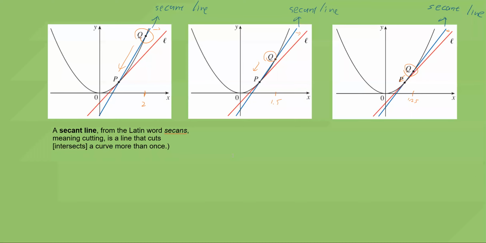All right, and just an interesting fact. A secant line, from the Latin word secans, I don't know how to speak Latin, meaning cutting, is a line that cuts or intersects a curve more than once. In this case, we have seen a mini example of the blue lines cutting the parabola at 2 points. And as they get closer and closer together, the secant line will be more and more like the tangent line. Okay?